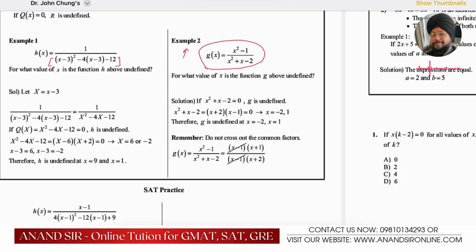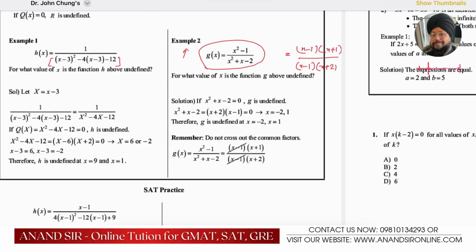So first of all, I just find the factors. The numerator factors are x minus 1 and x plus 1. And the denominator becomes x minus 1 and x plus 2. Now here if I cancel the common factor, then I will write that it is not defined at only x equal to minus 2, because the denominator becomes 0 at only x equal to minus 2 if you cancel the factor. Now the catch point over here is, do not cross out the common factor, because if you cross the common factor, then one solution will be lost. Solution means where it is undefined, right?